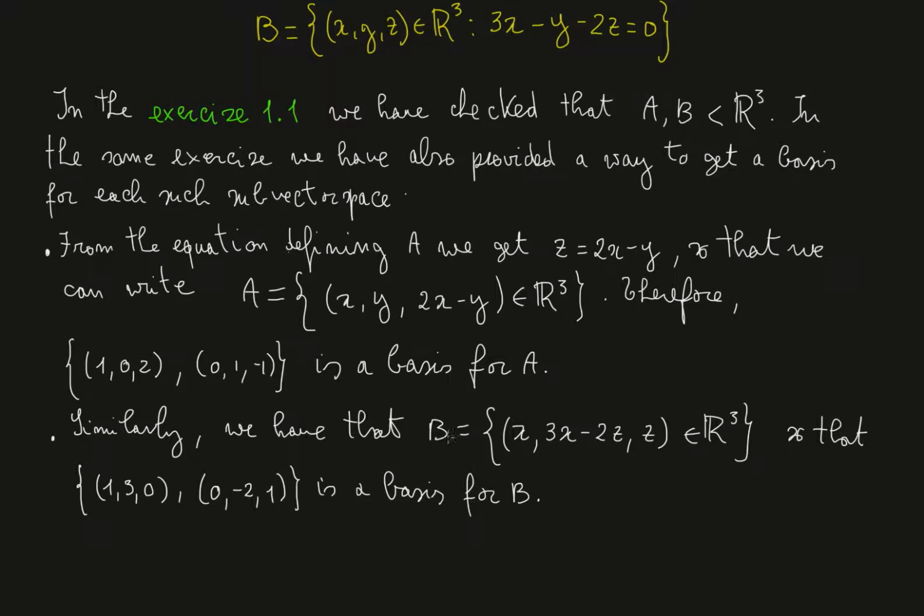Similarly, we have that B can be expressed as x, and then 3x minus 2z, and z, where 3x minus 2z comes from the equation 3x minus y minus 2z equals 0 that has to be satisfied by the coordinates of elements in B. So we can express y in function of x and z, and then impose the condition here in the very writing of B. So that the vectors (1, 3, 0) and (0, negative 2, 1) form a basis for B. Now, the two free variables in the description of B are x and z, so alternatively we take them to be 1 and 0, and then 0 and 1, and we get these two vectors.